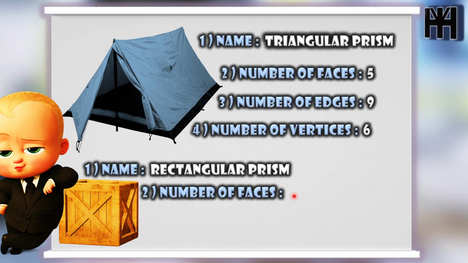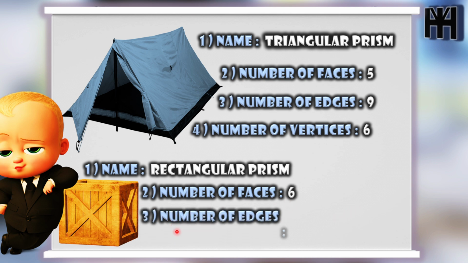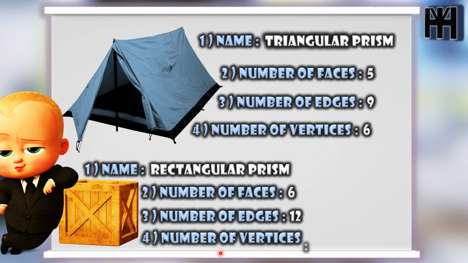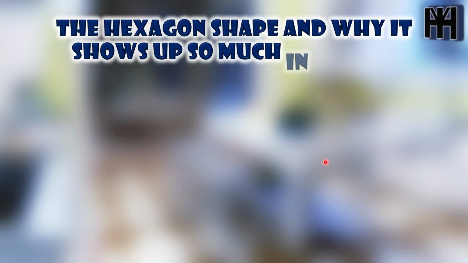Okay, so number of faces, there's 4 at the sides here and 2 up and down, so there's 6 in total. And the number of edges, there is 4 here at the sides, and 4 up and 4 down, so totally there are 12. And the last thing, the number of vertices, there is 4 down and 4 up, so totally there are 8. Yes, that's it for today, and this part is just for fun.